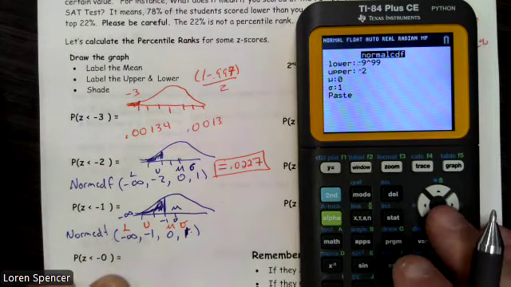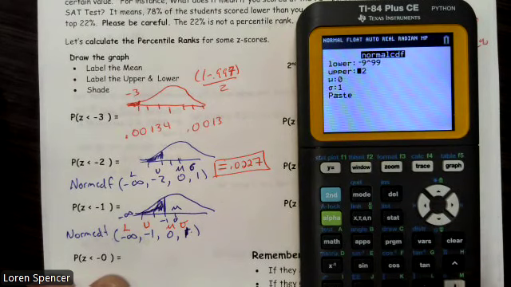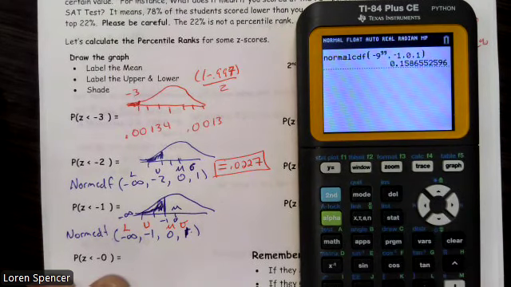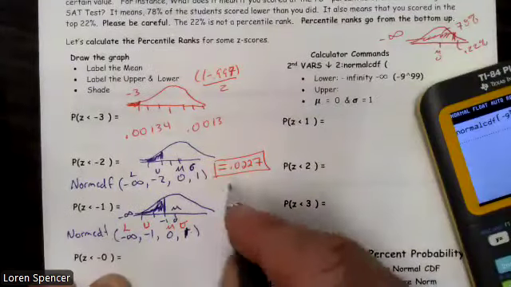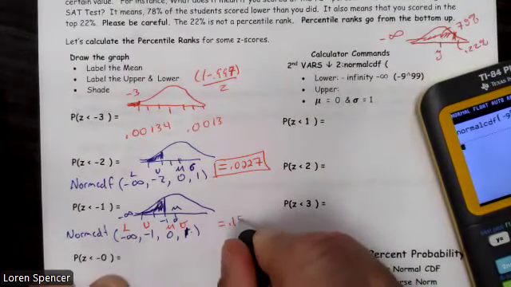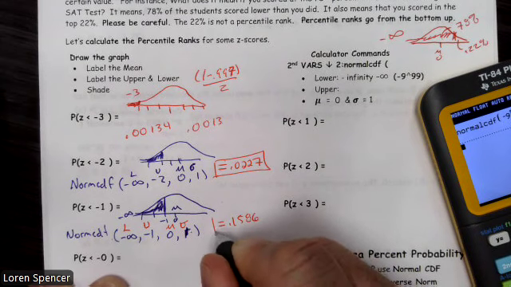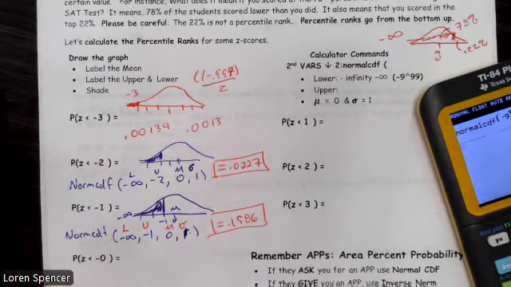Second vars, normal CDF. Still -9, upper bound -1, mean is 0, standard deviation 1. And we get 0.1586. So that means you're almost at the 16th percentile.